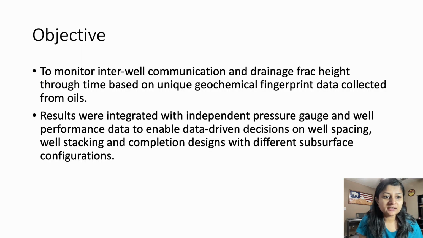The objective of this study is to monitor interwell communication and drainage frac height through time-based unique geochemical fingerprint data collected from oils. Results were integrated with independent pressure gauge and well performance data to enable data-driven decisions on well spacing, well stacking, and completion designs with different subsurface configurations.